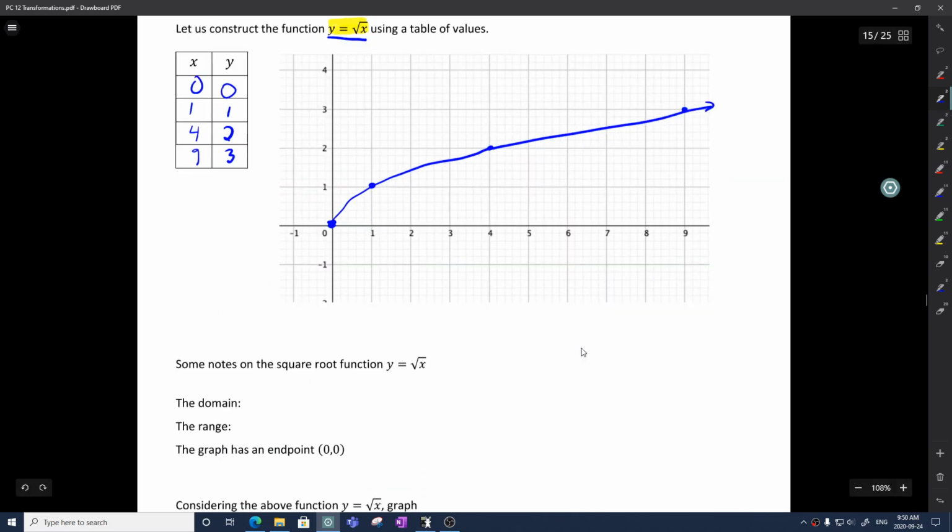Some notes are the domain. X exists such that x is greater than or equal to 0, where x is an element of the reals. In other words, in interval notation, we may want to say that the domain goes from 0 to infinity. Nice square bracket there. The range is also, now if you think about this, this might make sense. The range is y is greater than or equal to 0, where y is an element of the reals.